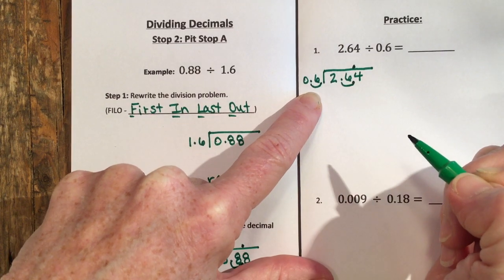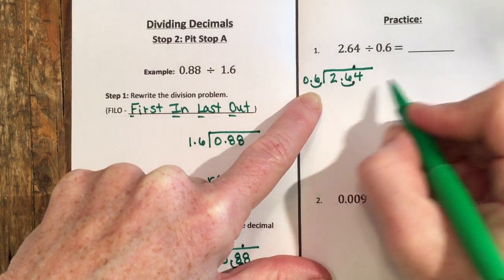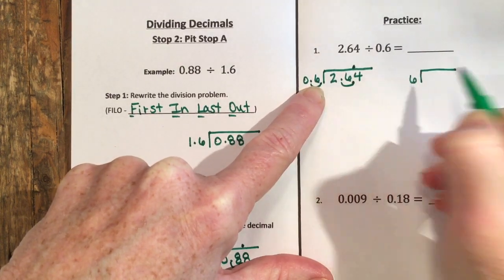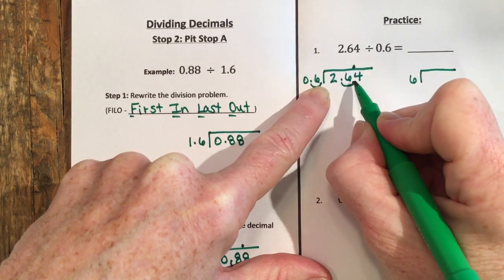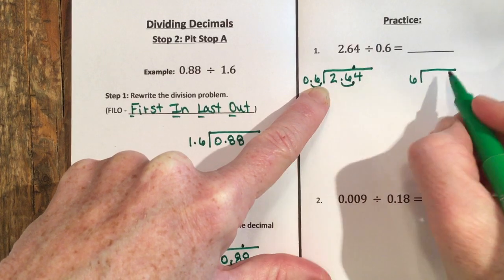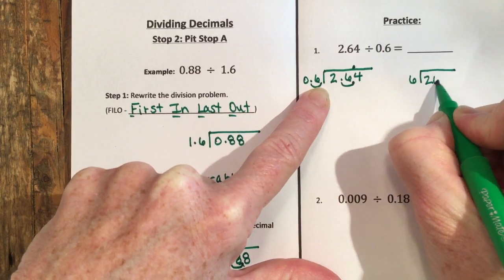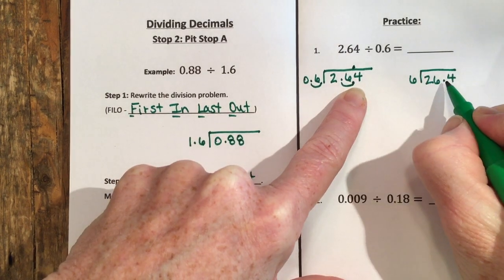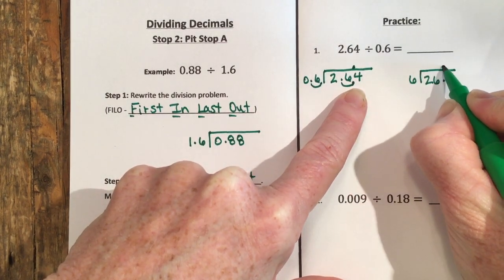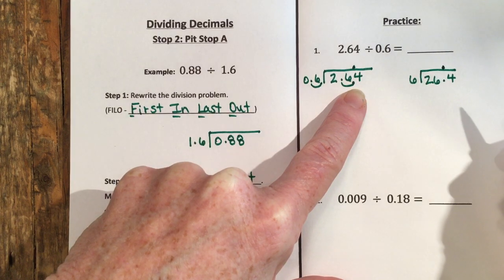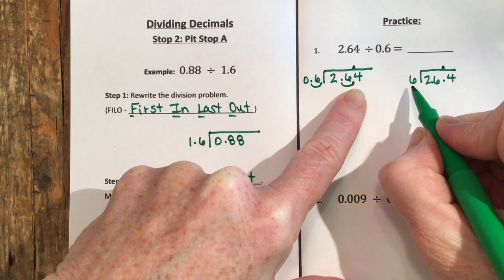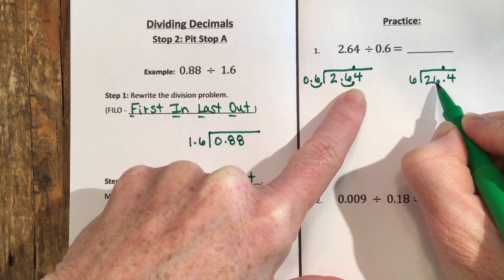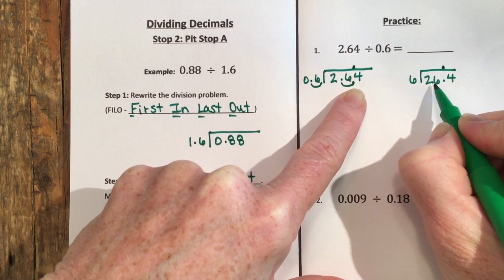Before I start dividing, I want to rewrite this problem. So on the outside now, the 6 is just a 6. And over here, the decimal is over here. So this is not 2.6 anymore. It's 26.4. Okay, it moved over here. I know in my answer, this decimal is going to actually be up here. So, again, I can't divide 6 into 2, but I can divide 6 into 26.